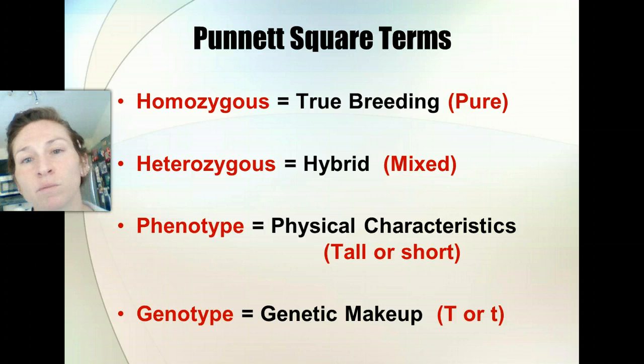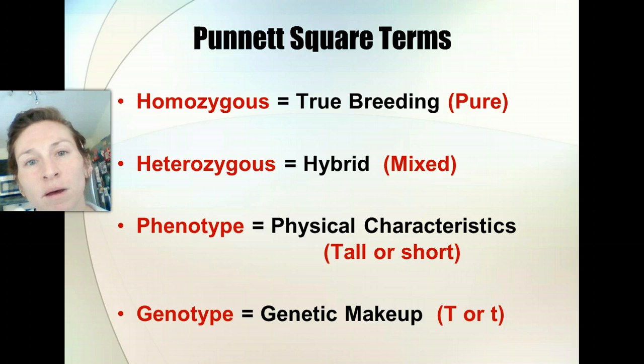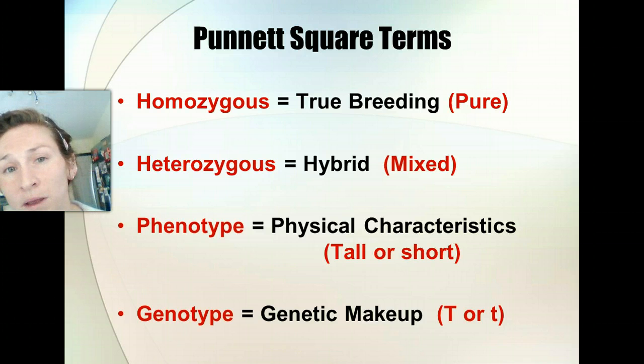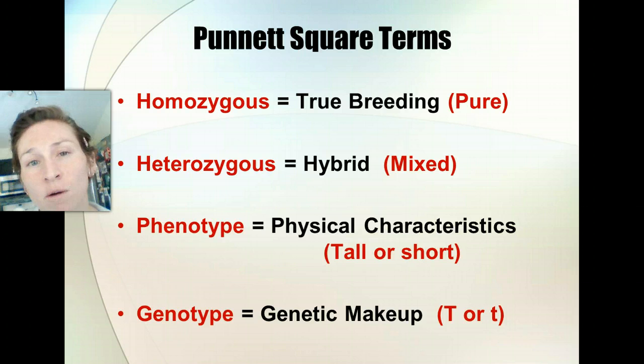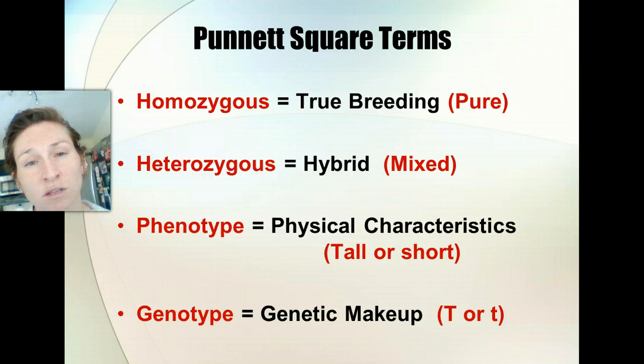Then the phenotype is what you actually outwardly see. In our example yesterday, we were talking about tall plants versus short plants. If you were going to have a tall plant, you'd have to have either the hybrid version, big T, little t, or big T, big T. The big T, big T or the big T, little t, those are the genotype, which is just the genetic makeup. But the phenotype, or the physical characteristic, was the plant being tall versus short.